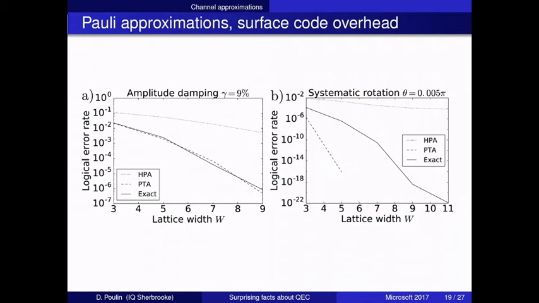This honest Pauli approximation doesn't say it's a good approximation, it's just honest. So it gives you an upper bound. So you might draw the conclusion that, hey, these twirled approximations are pretty good, but then you go to a different noise model, the systematic rotation channel, and now here's the exact result. Here's the twirled approximation, and here's the honest Pauli approximation. So you see again, like 6 or 7 orders of magnitude difference between these results.